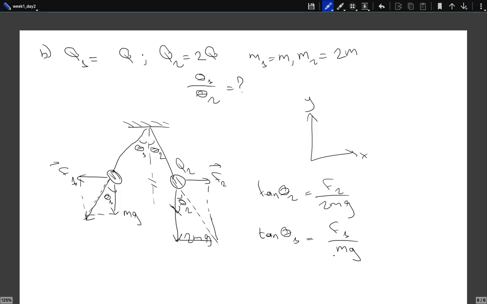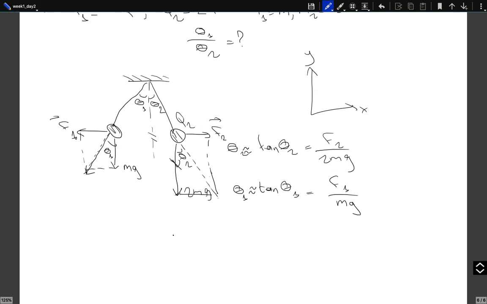Now, in the question, we are already given that theta 1 and theta 2 are very small angles. So what that means is tangent of theta 2 is approximately theta 2, and tangent of theta 1 is approximately theta 1, in units of radians, not in degrees. So if you want to calculate theta 1 over theta 2, well, theta 1 is f1 over mg, and theta 2 is f2 over 2mg, so theta 1 over theta 2 is twice mg over f2. mg is cancelled. What is the ratio of f1 to f2? 1, because the two charges exert exactly the same force on each other. They cancel, so we end up having 2.